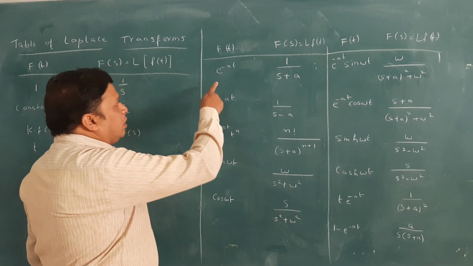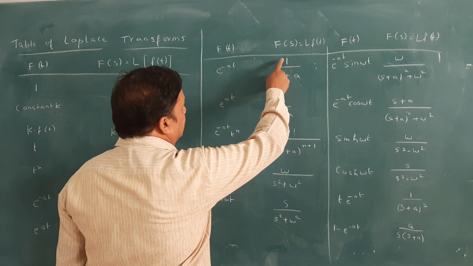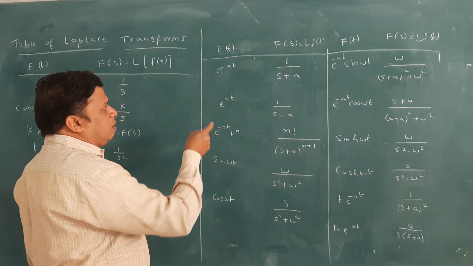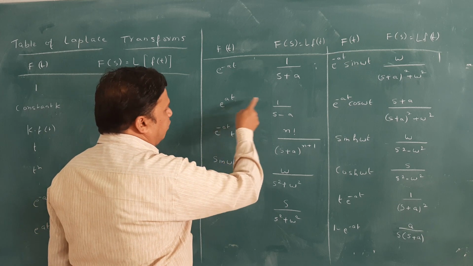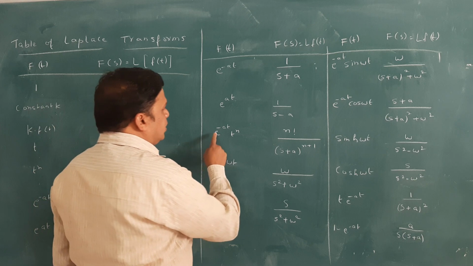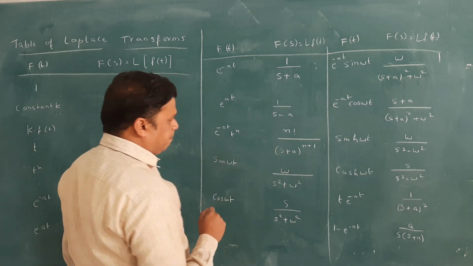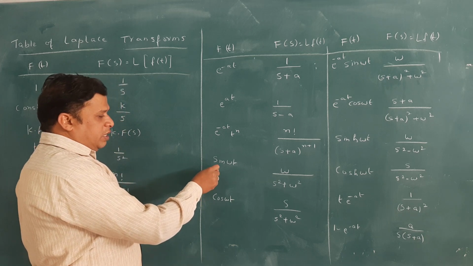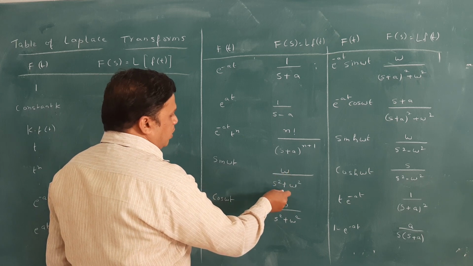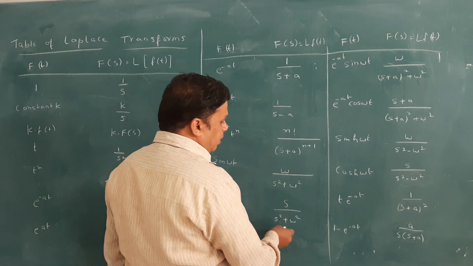Now if f of t is e power minus at, then the Laplace transform of it is 1 by s plus a. If it is e power at, then 1 by s minus a in the s domain. Now e power minus at into t power n is n factorial by s plus a whole power n plus 1. Sin omega t gives omega by s square plus omega square, and cos omega t is equal to s by s square plus omega square.